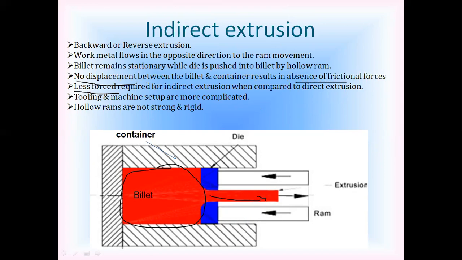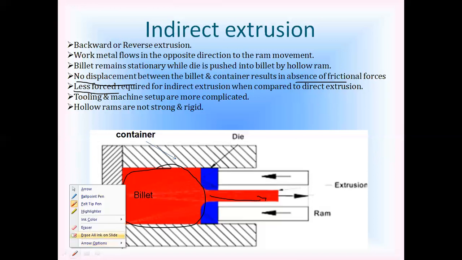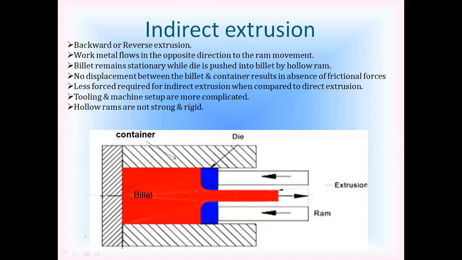But there is some limitation. What is that limitation? To have this kind of extrusion process, the setup has to be done very accurately, and it is a little bit complicated process also. Apart from that, the rams you are using here should be strong enough, hollow in structure and rigid, such that the material gets extruded through that hollow ram. So this is regarding indirect extrusion.